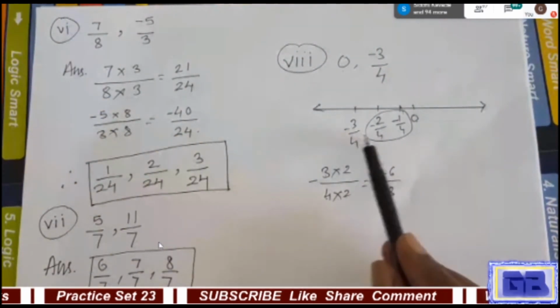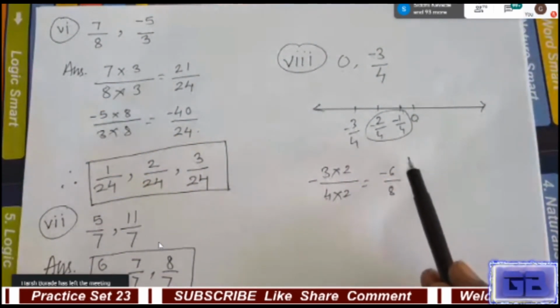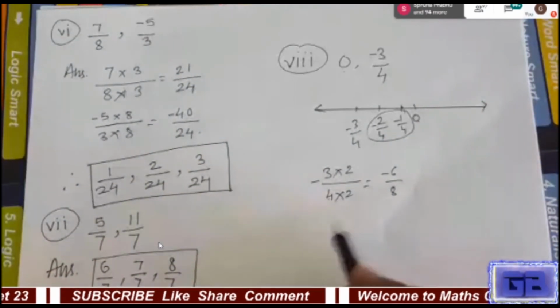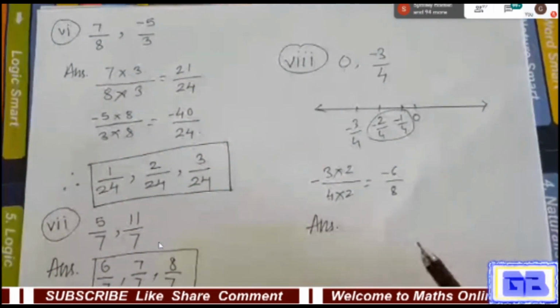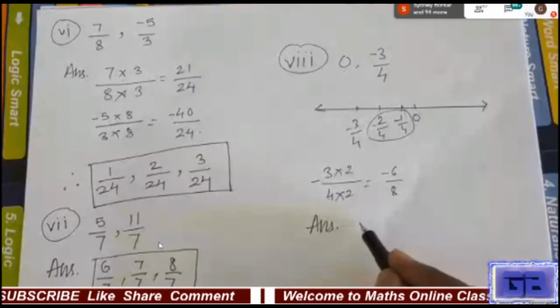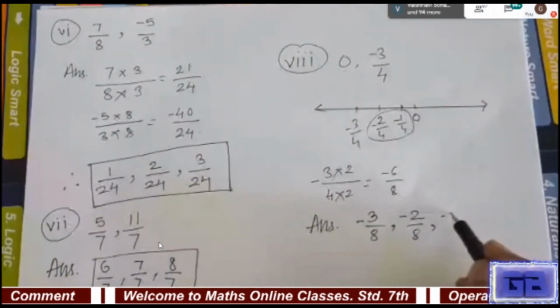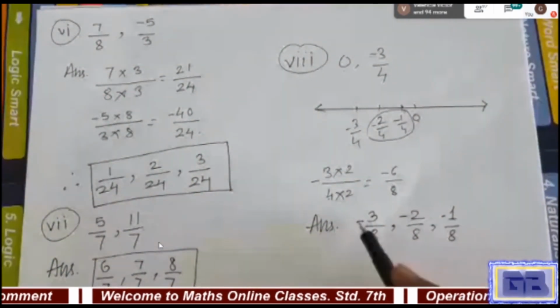So if we change the number line, here negative 1 upon 8, negative 2 upon 8, like this. So we have many rational numbers in between. So write down the answer. I will take negative 3 upon 8, negative 2 upon 8, negative 1 upon 8.